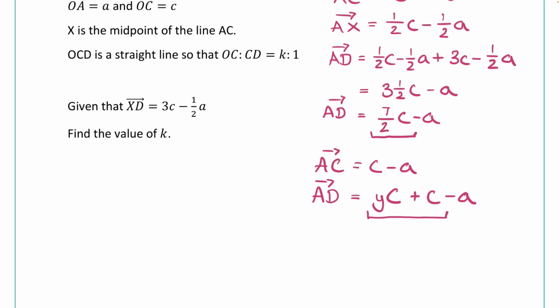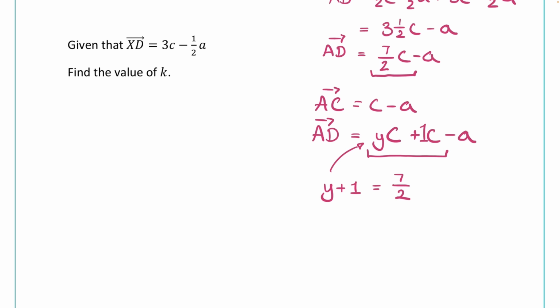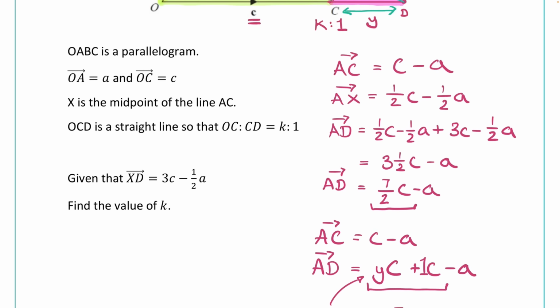So if we look at this YC plus C, well, this is 1C right here. So what we have is Y plus 1 in terms of the numbers in front of C. Y plus 1 has to be equal to 7 over 2, or you could write that as 3.5, completely up to you. So if we take away 1 from both sides, we get that Y is equal to, taking away 1 from 7 over 2 gets us to 5 over 2. We're essentially minusing 2 over 2. So Y is equal to 5 over 2, which is 2.5.